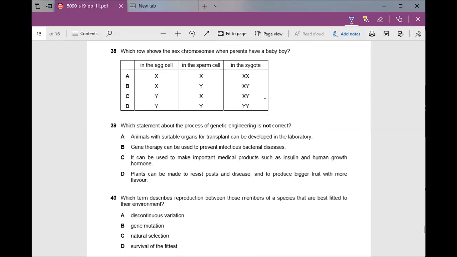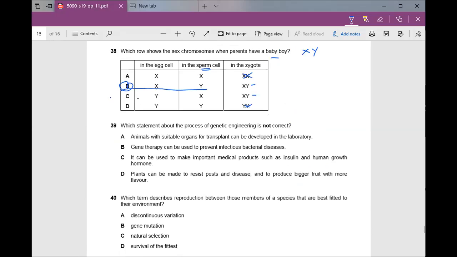Number 38: which row shows the sex chromosomes when parents have a baby boy? A baby boy means X and Y chromosomes are there. XY, XY: this is wrong. The sperm cell must contain Y, because the egg cell always contains X. So this is the correct option.